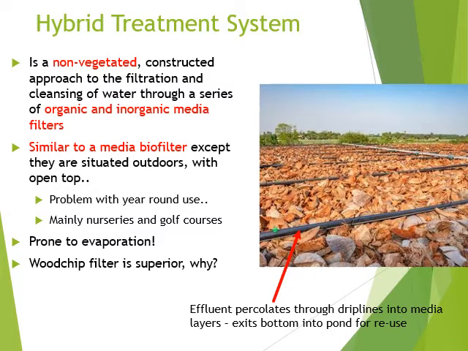Okay, so moving on from the constructed wetland, there is another system called a hybrid treatment system. Think of a constructed wetland that's raised up and the plants and soil are not there. It's just exposed. So it's non-vegetated. It does have both organic and inorganic media filter types. You're looking at, this is actually coconut husks chopped. This is more of a tropical climate, but it could be any sort of media.